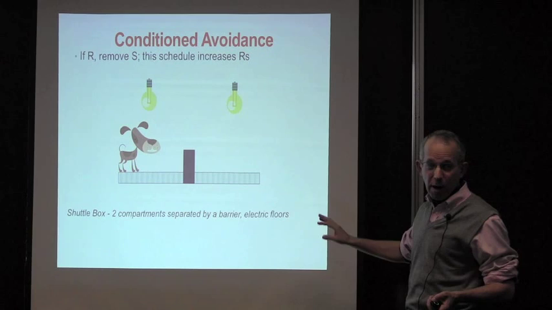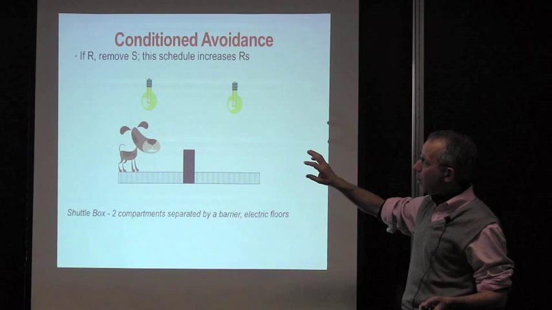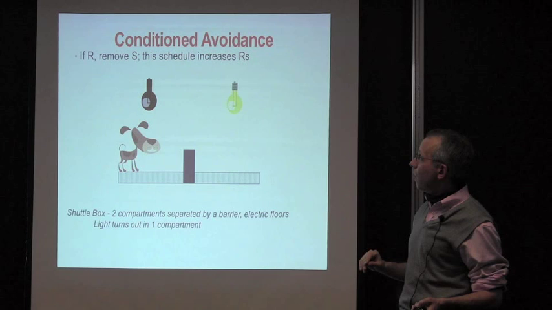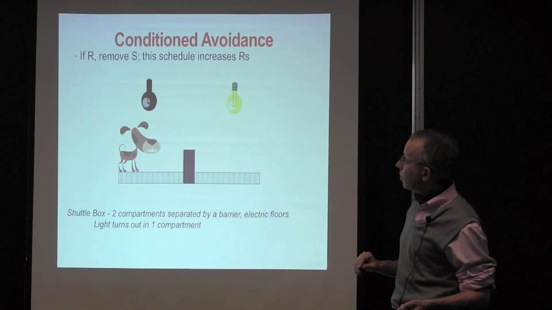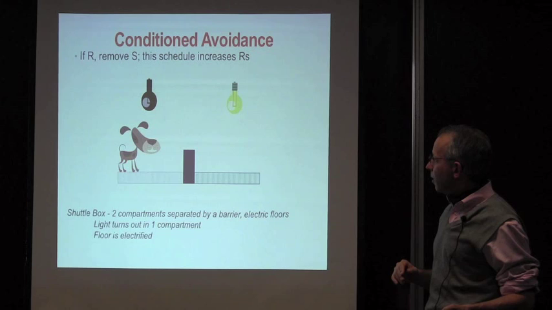A barrier that you can get over, but you wouldn't unless you really had to, okay? And they're electrified floors. So conditioned avoidance, which is a very common paradigm, says if there's a response, remove the stimulus. So watch this. The response here is that the light goes dark. And so you're removing the stimulus. In this case, I know it's a little bit odd the way it's been set up here, then the floor is electrified and he jumps over.